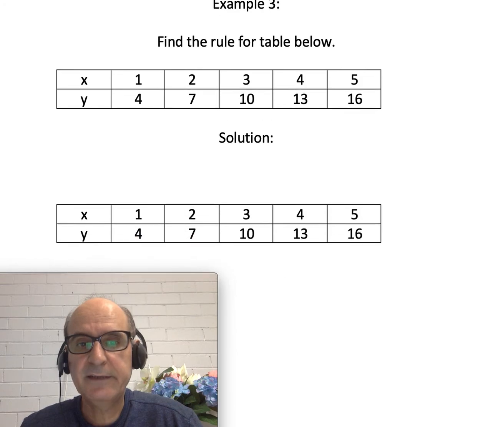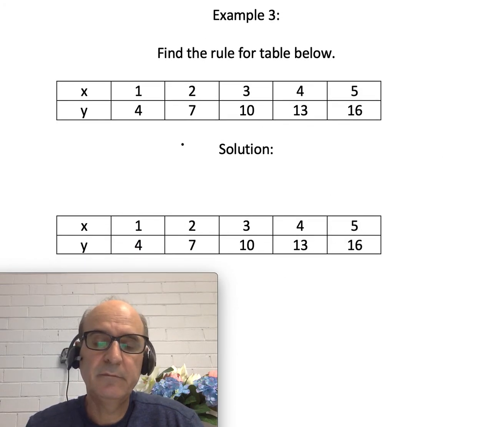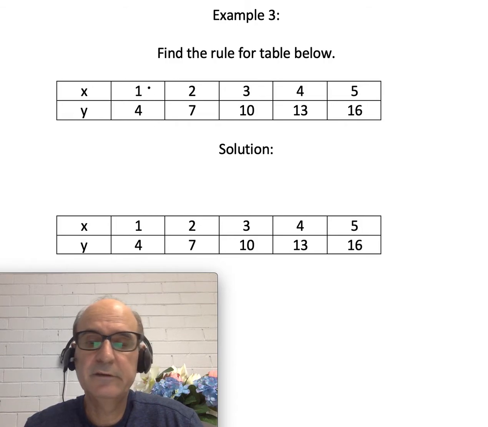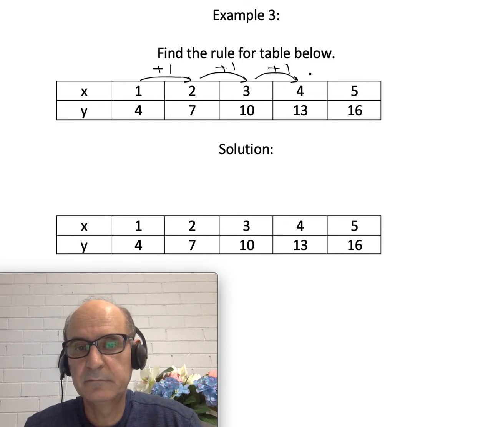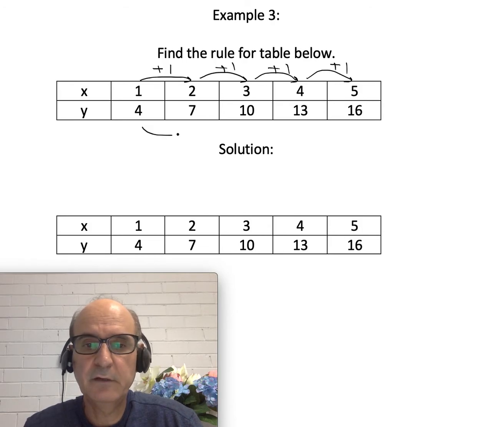In the next example, example 3, I'm having a case where I don't have 0 for x. We see how we go about this. So again, we look at the increase in x values, which is going up by 1. From 4 to 5, going up by 1. Then we look at y values, which going up by 3.